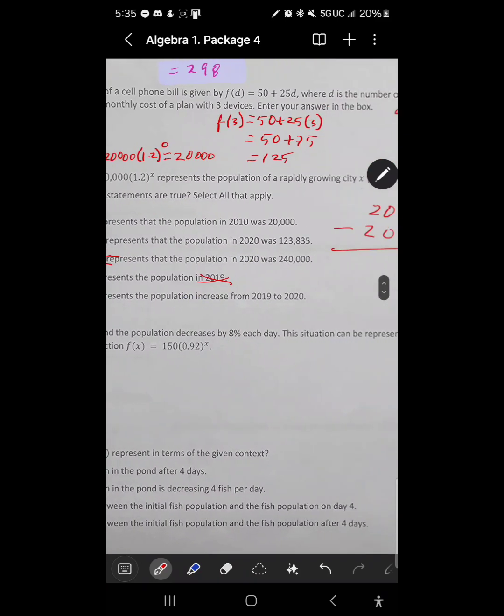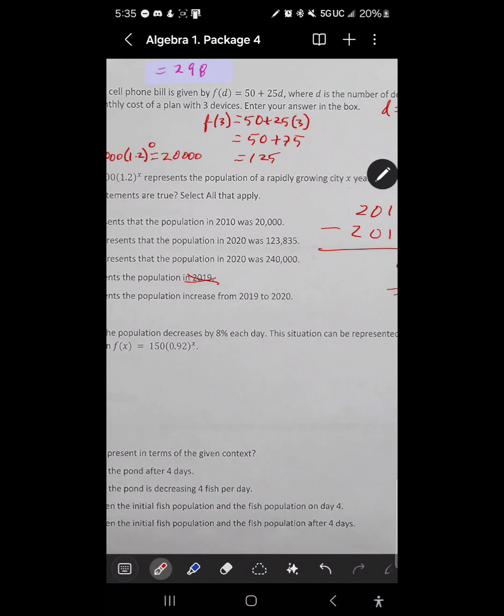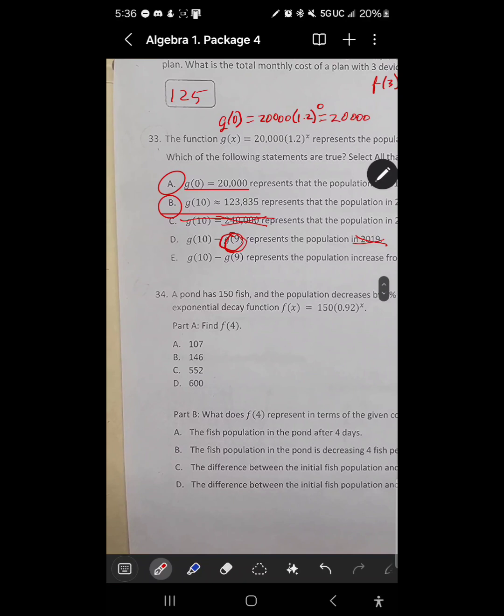Gene 10 minus gene 9 represents the population increase from 2019 to 2020. That makes sense because, as we said before, gene 10 is the population at 2020 and gene 9 is the population at 2019, so it will be population 2020 minus population 2019, therefore the increase from 2019 to 2020. So yep, this one is true. Now let's see theory 4.